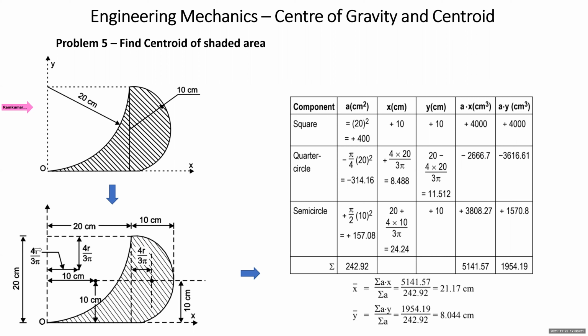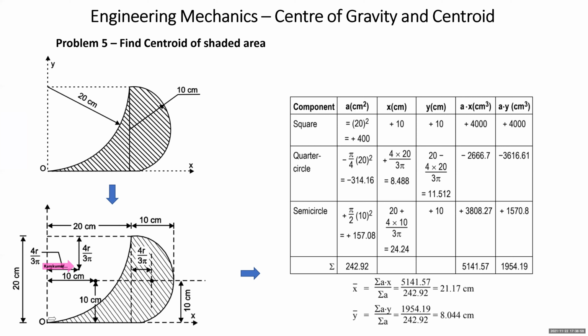Let's now draw the diagram for the solution purpose. We'll mark the centroid of various components. First, we identify the square. The square is of size 20 centimeter. Half of 20 is 10, right? 10 from this end and 10 from the bottom. So b by 2, you can say that. Then we come to the quarter circle. In case of the quarter circle, the centroid will be at a distance of 4r upon 3 pi from each base. Its centroid is here, 4r upon 3 pi from this base and 4r upon 3 pi from this base.